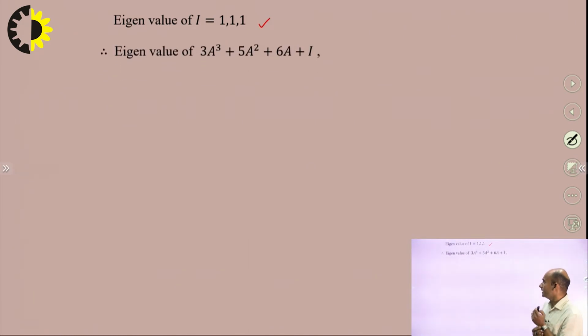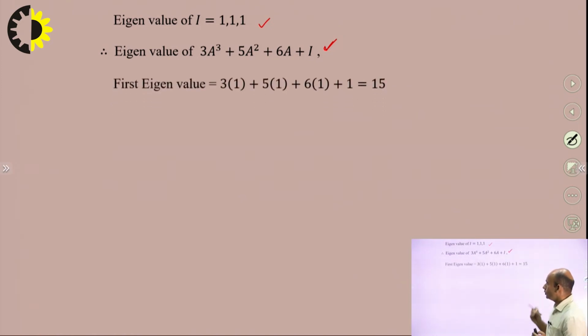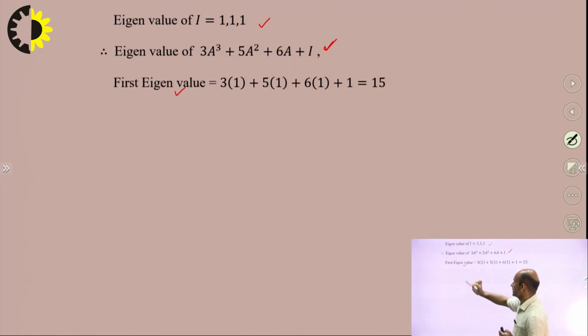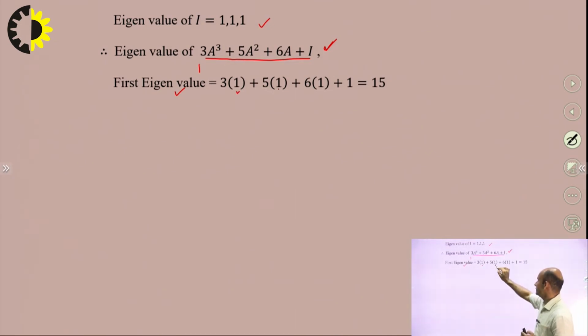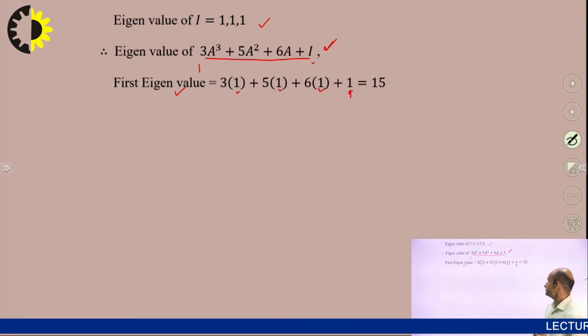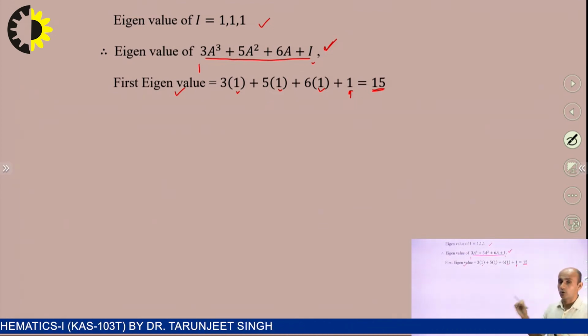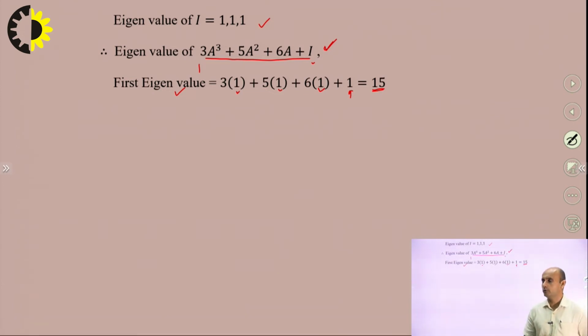Now, we have to find eigenvalues of this whole expression. So, what will be the eigenvalues of this expression? First we have to find the eigenvalue corresponding to the first eigenvalue, which is 1 here. So, for the first expression, we have to put 1 in place of A. We get the eigenvalue of this expression corresponding to lambda equals to 1. So, we get 3 into 1 cube, then 5 into 1 square, then 6 into 1, and then we have 1, which is the eigenvalue of I, and the sum will be 15. So, 15 is the eigenvalue of this expression corresponding to lambda equals to 1.